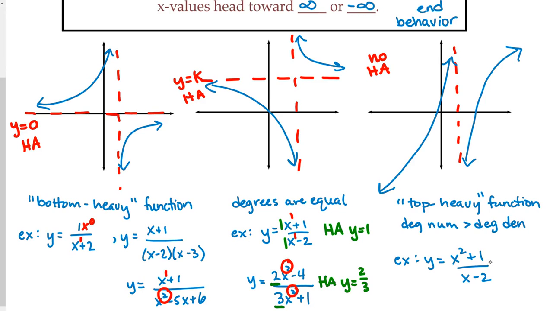So if you put in really large numbers for x, like a million, you have a million squared over a million. That's still really large. A billion squared over a billion is even larger than a million squared over a million. So it's just going up and up and up. So what we can do is, and I'll just go ahead and write here, no horizontal asymptote.